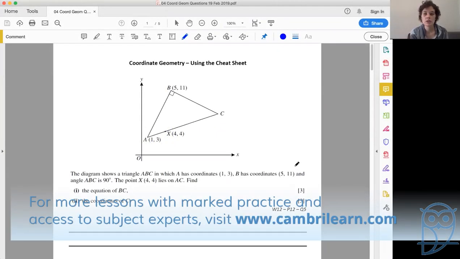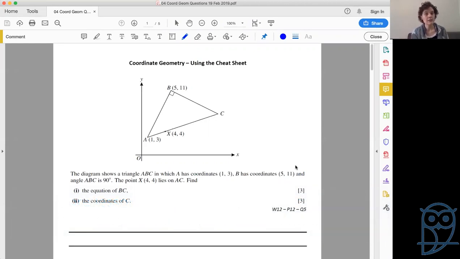Today we are going to be doing coordinate geometry questions. So using those cheat things that we came up with last week and actually applying them into questions. So hopefully I have managed to budget my number of marks and my time available correctly. We'll see how we go.